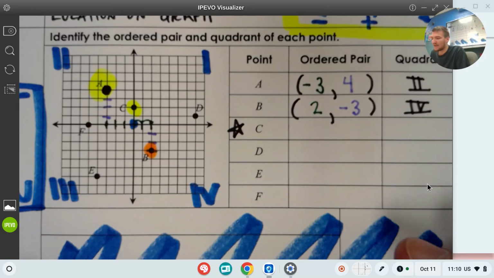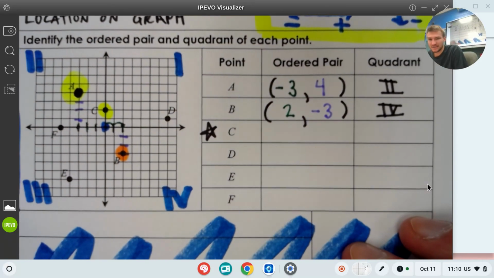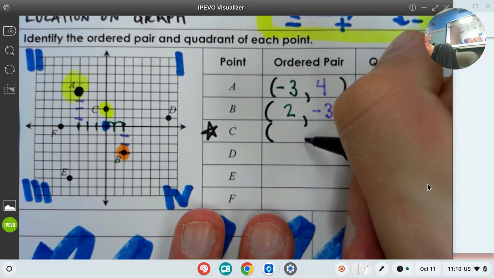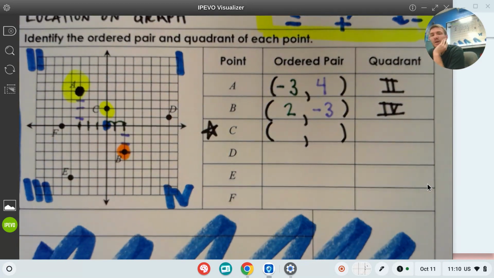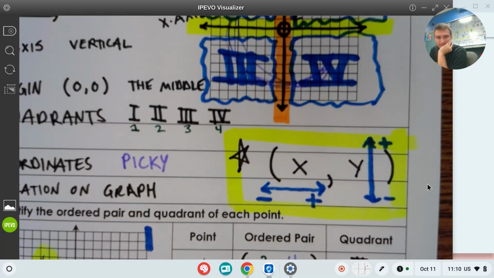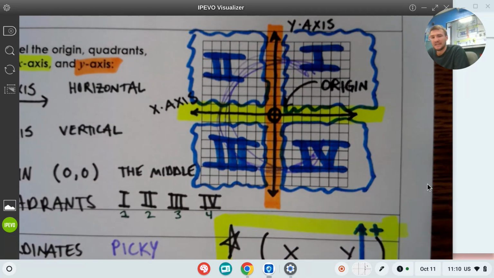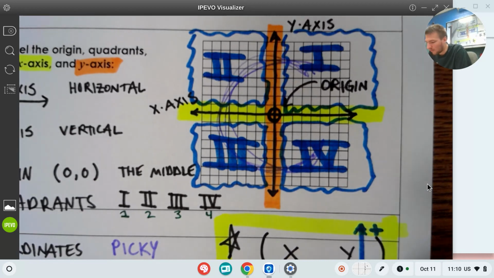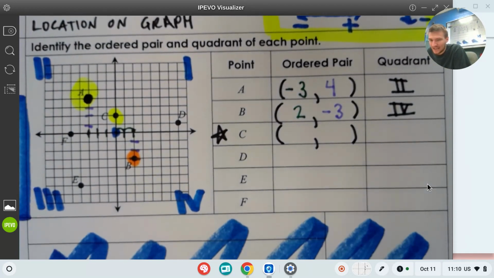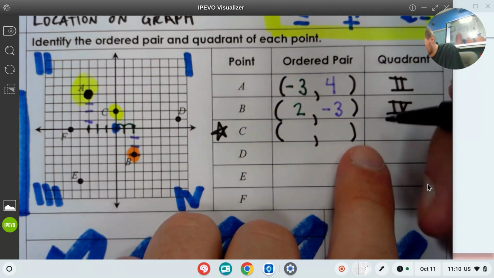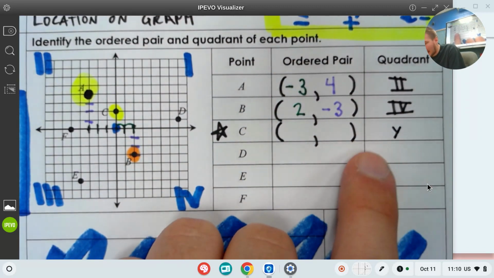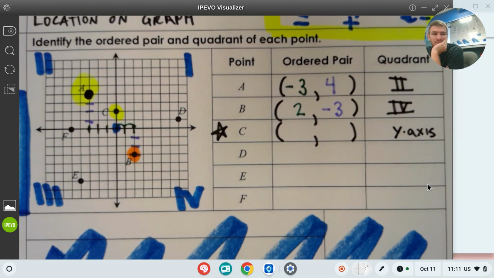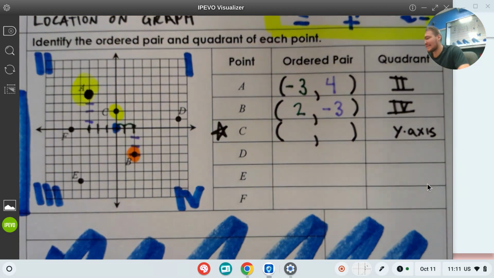Now, if we're talking about quadrants, do we think that C is in the first, the second, the third, or the fourth quadrant? No. If you look up here, is C in this one squiggly box, or 2, or 3, or 4? No. Where is C? C is not on the origin. C is on the y-axis. So we're going to write y-axis because that's where it is.